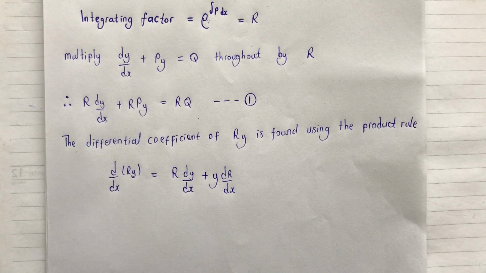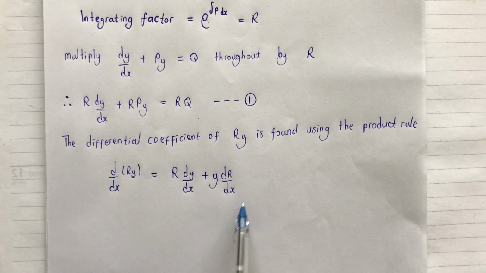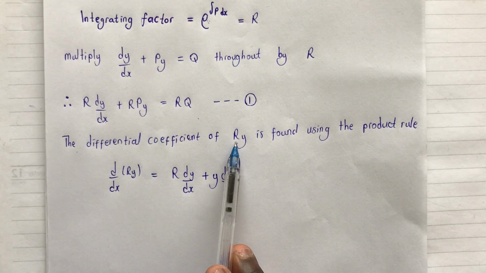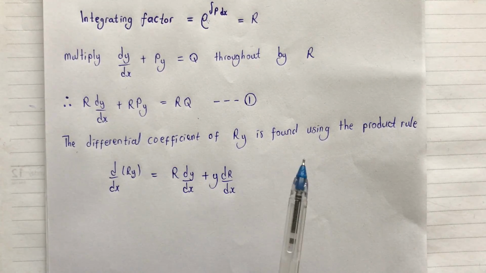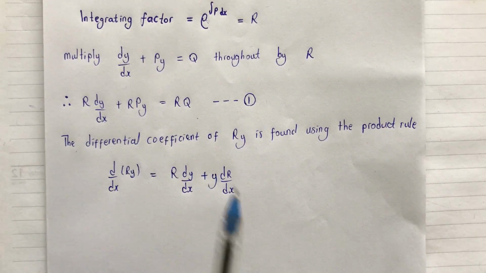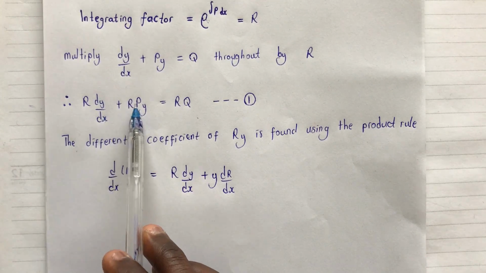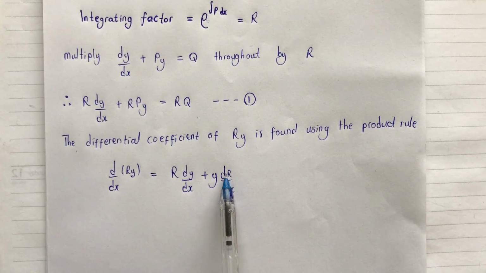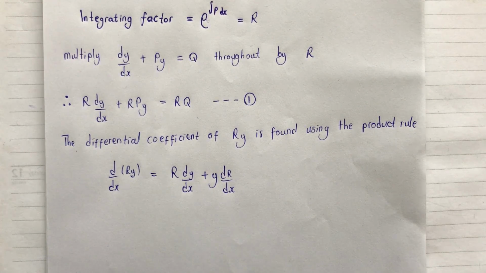Now listen very carefully. Whatever we have here is the differential coefficient of Ry. Now the differential coefficient of Ry will only be equal to the left hand side of equation 1 when we assume that Rp is equal to dR/dx. Let me write that and then explain.